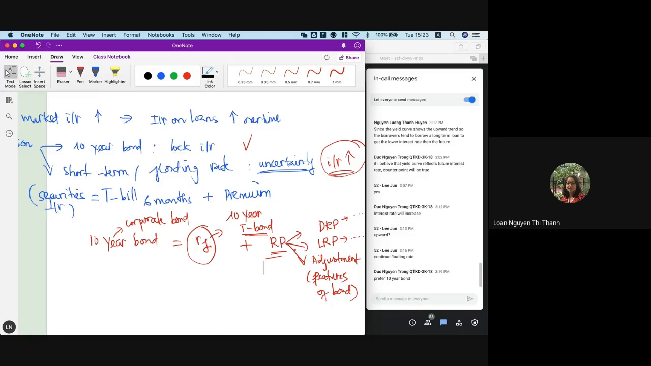And if they prefer the short term here, it is based on the Treasury bill of 6 months and some premium margin, and it changes every 6 months. Maybe in this case it increases over time. Yep, the structure.